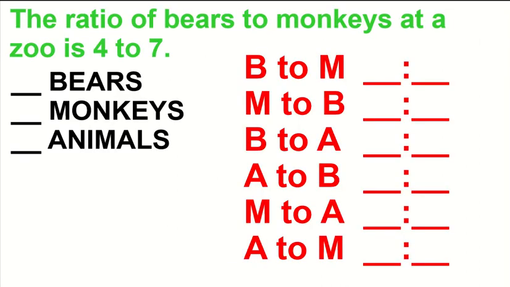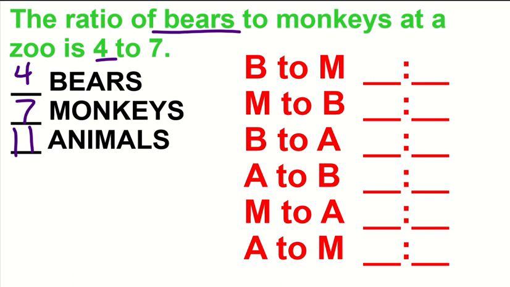All right, kind of along those lines. We got the ratio of bears to monkeys at a zoo is 4 to 7. How many bears are there? 4. It says bears to monkeys, bears is first, 4 is first. How many monkeys? 7. Same idea. Monkeys is second, 7 is second. How many animals? 11.